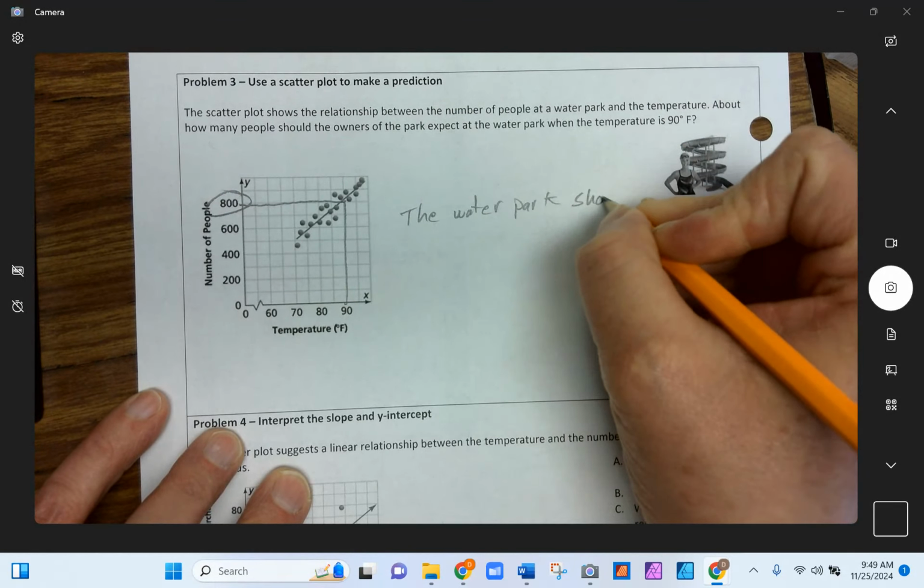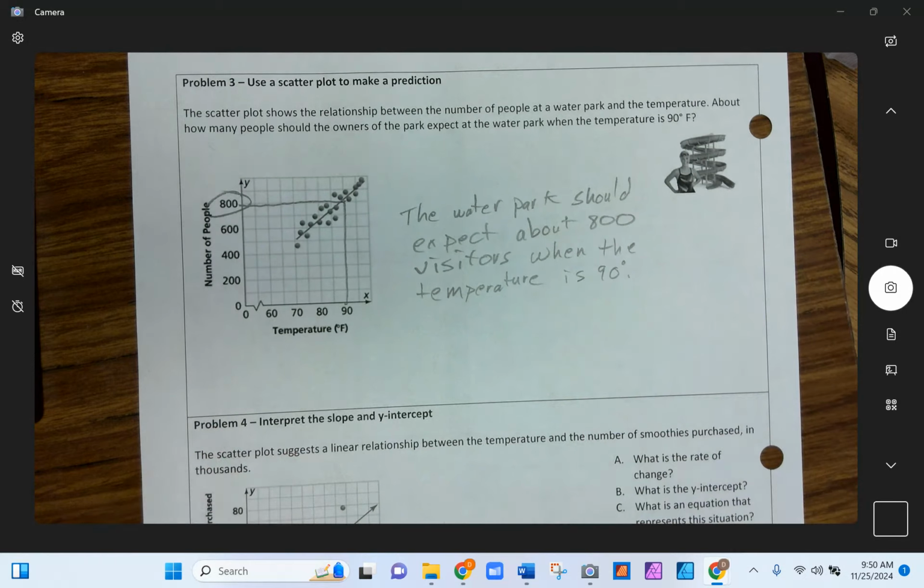And this is super useful data for the water park because then they know how many lifeguards to schedule for that day. They know how much funnel cake batter to order, I guess. Anyway, it helps them make decisions about their business so that they make sure they are staffed correctly and they have enough supplies.